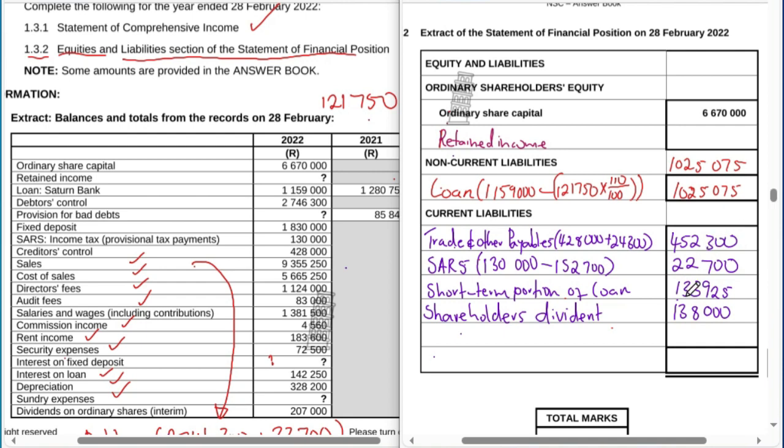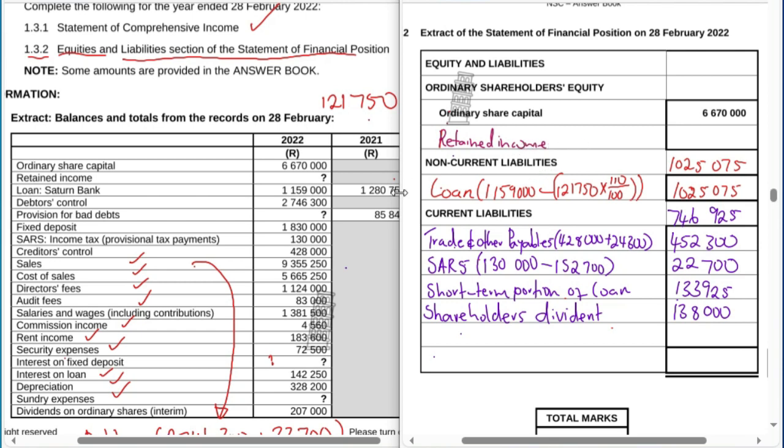And then guys, in this case now we are done with our current liabilities, and then we can add all our current liabilities, whereby we can say 452,300 plus 22,700 plus 133,925 plus 138,000 equals to 746,925. And then guys, now we are almost done, so we are left with retained income.